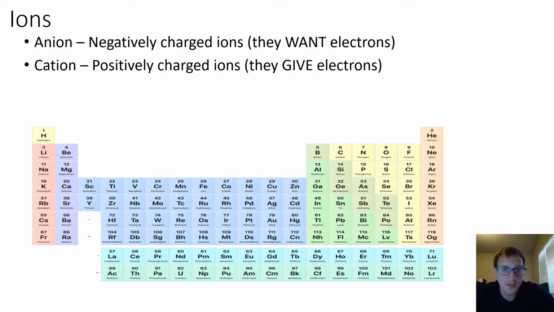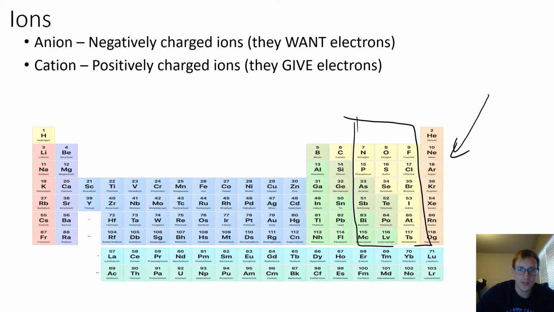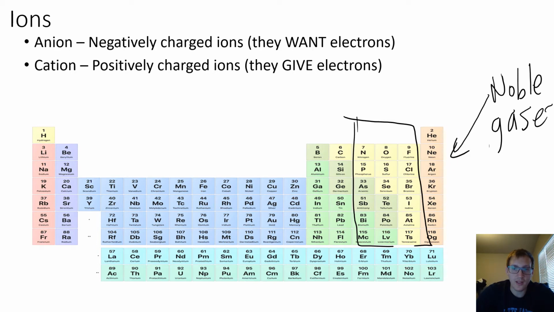Negatively charged ions are called anions. These are the ones that want electrons, and they are on this side of the periodic table. Notice again that noble gases, I'm not going to circle them because they don't actually want any electrons, and they also don't want to give electrons because they're full and they are stable just the way they are.